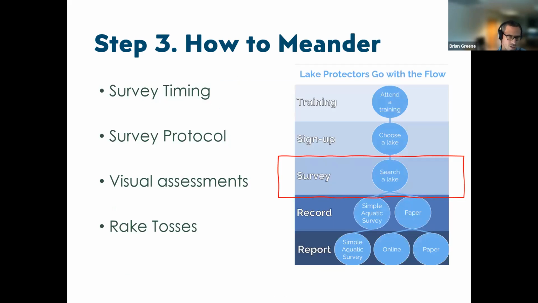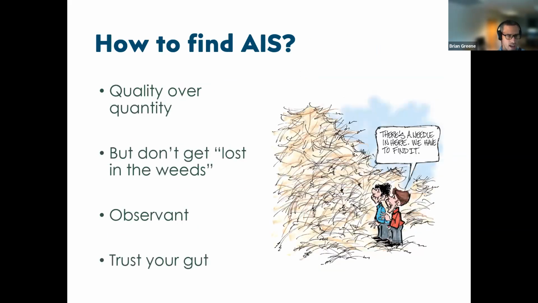Okay, so now you're out to do the survey. So we're going to go over the survey timing, what we're going to ask people, how you do the protocol, the visual assessments, and how the rake tosses happen. So how do you find aquatic invasive species? Well, this is a quality over quantity kind of approach. Essentially, you're kind of looking for a needle in a haystack.